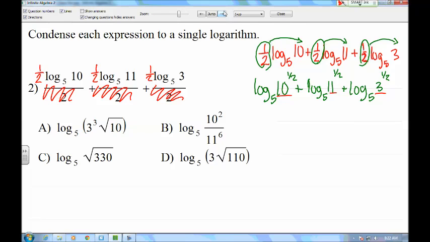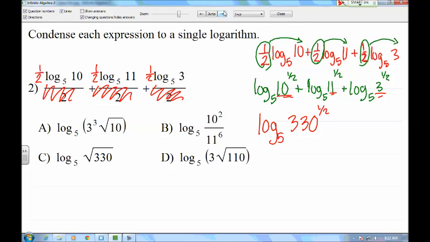What's 10 times 11 times 3? 330, okay? But everything is raised to the 1/2 power. Do you see how each of those have a 1/2 power? So it's 330 to the 1/2 power. Any questions how we're getting 330 or anything there? Yeah, we times 10, 11, and 3 together. Okay. Well, how come that does not match what's on the answer choices?